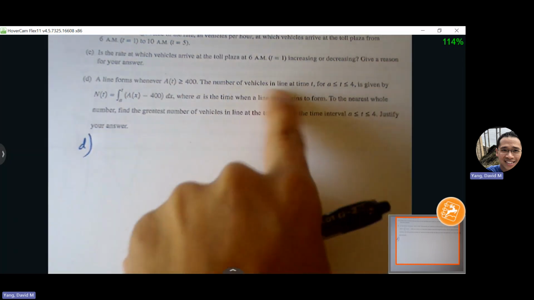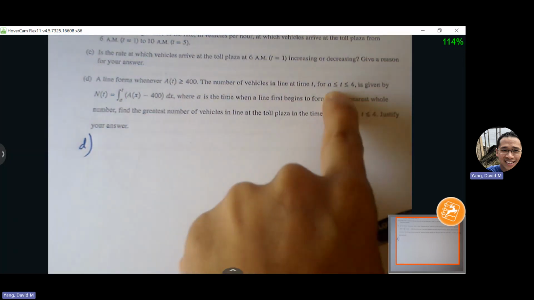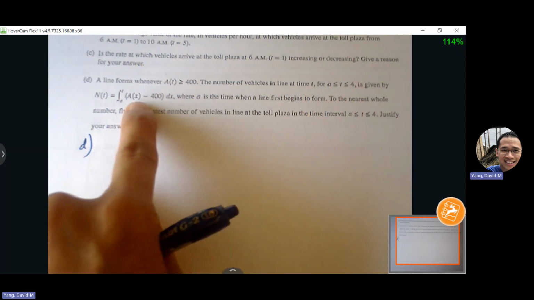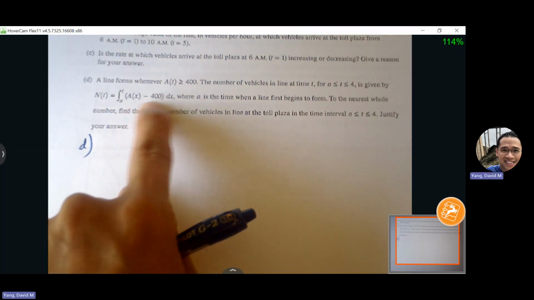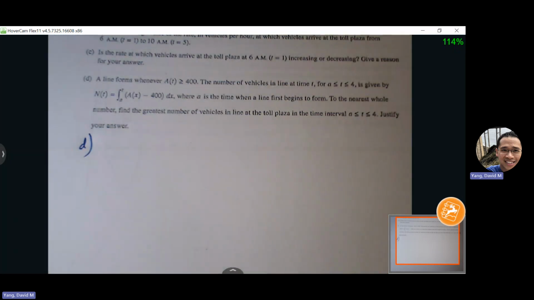Okay, so the number of vehicles in line at time t between A and 4 is given by this n of t, where A is the time at which the line first begins to form. To the nearest whole number, find the greatest number of vehicles in line between A and 4.